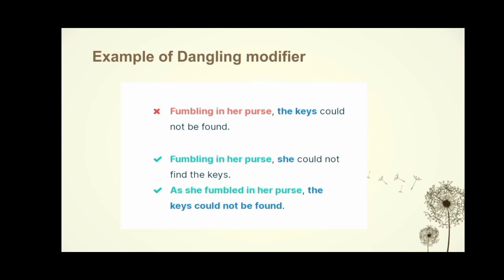In this example, the subject who was fumbling in the purse is not stated, so it seems like the keys were doing the fumbling. A dangling modifier like this can be fixed either by rewriting the main clause in active voice or by revising the introductory phrase.